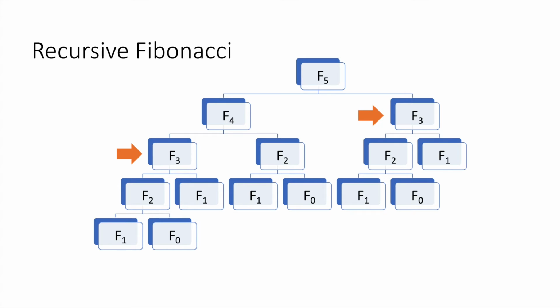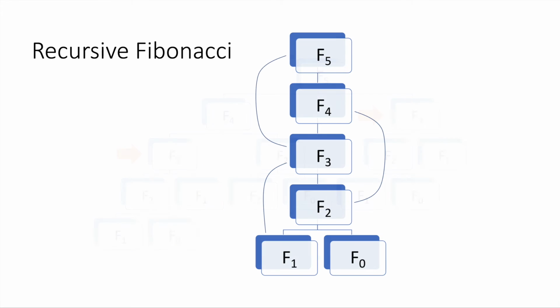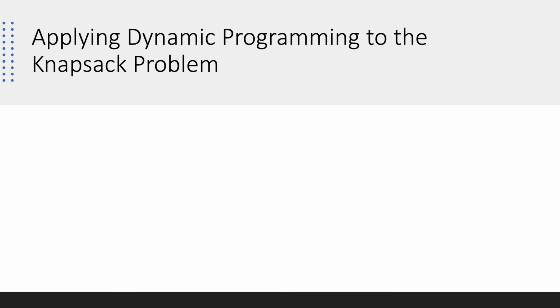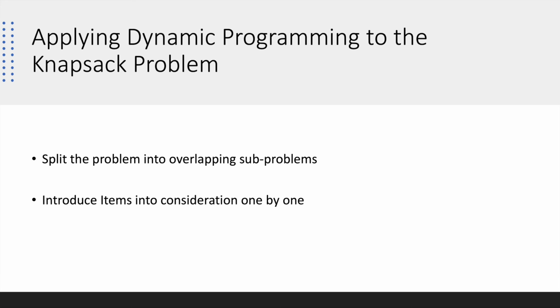If we were to apply dynamic programming and store these values instead of solving for them again, then this dependency tree would look more like this. And this is a lot simpler and easier to calculate than resolving the entire tree, especially for Fibonacci terms higher than 5. How can we go about applying dynamic programming to the knapsack problem, though? Well, we need to begin by splitting the problem into overlapping subproblems, and we can do this by introducing items into consideration one by one, and also evaluating multiple capacities of knapsacks, not just the capacity we're looking for.